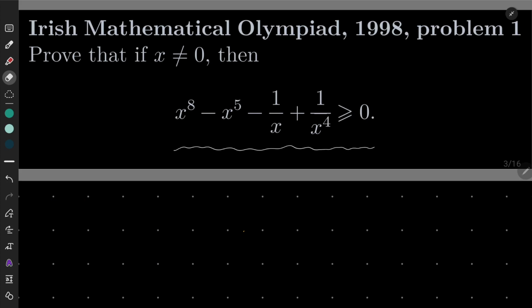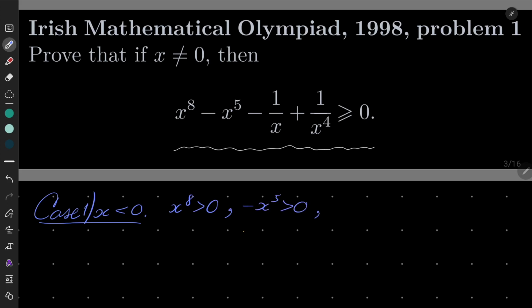Okay, so first of all, let's consider case number one, where x is negative. Well, then it's pretty easy to see that x to the power of 8 is positive because it's an even power. Minus x to the power of 5 is also positive. Minus 1 over x is also positive. And finally, 1 over x to the power of 4 is also positive.